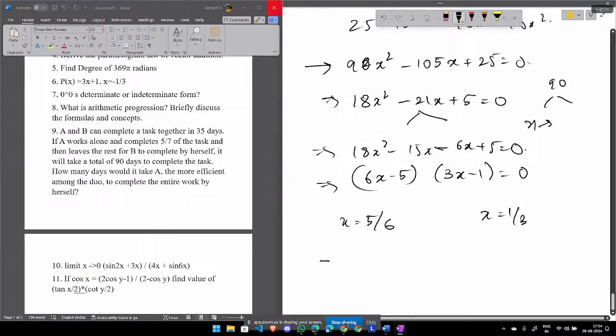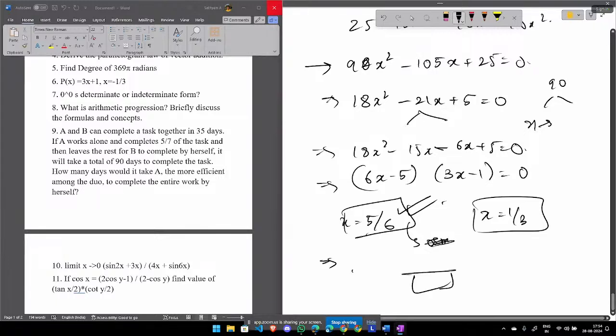Okay, clear? Let's go. So the time taken by A alone to complete the work by herself would be how much? Oh, sorry, so sorry. X in this case would be 5 by 6. Why? Because it is in the remainder, it is in the division frame, right? So X would be 35 upon 5 by 6, which is equal to 42 days.